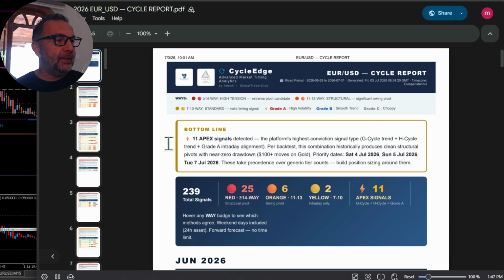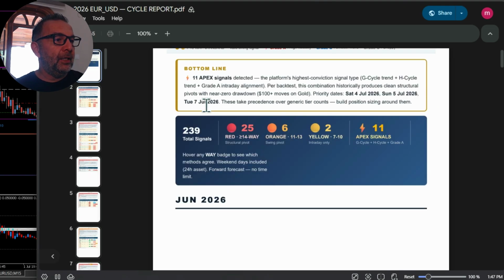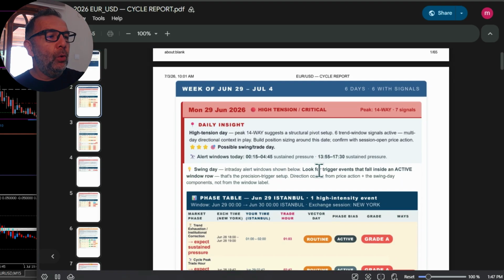The first thing you're going to see here is a little bit of coding. So if it's a high tension day, whatever, you'll be seeing that here. And then you've got the bottom line, and then you've got a bit of code here like red day, orange day, yellow day, apex signals. Obviously, you want to be seeing them. You want to be knowing when they're going to be. The reason I've color coded stuff and given them grades is so that the more the calculations are spot on, the higher the grade. But you have to understand, there's a grade A, grade B, grade C on the daily. Let's take a look. All of those are valid.